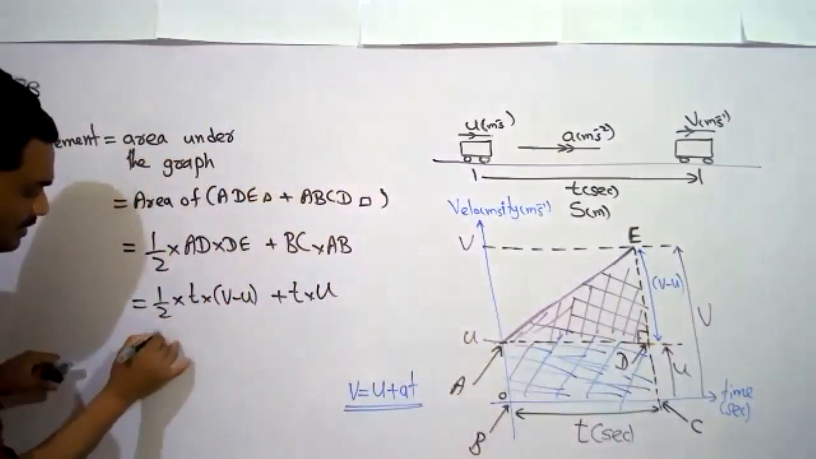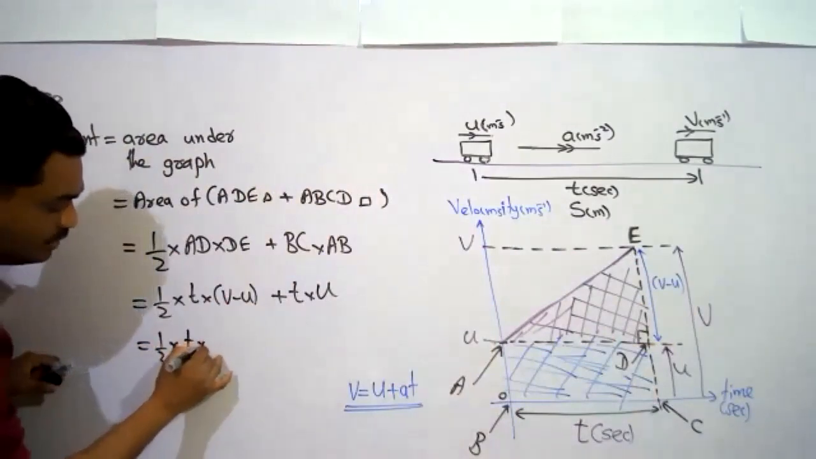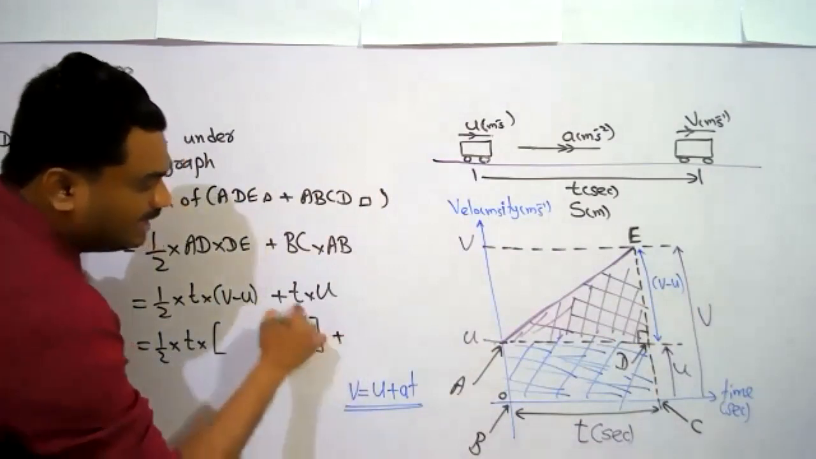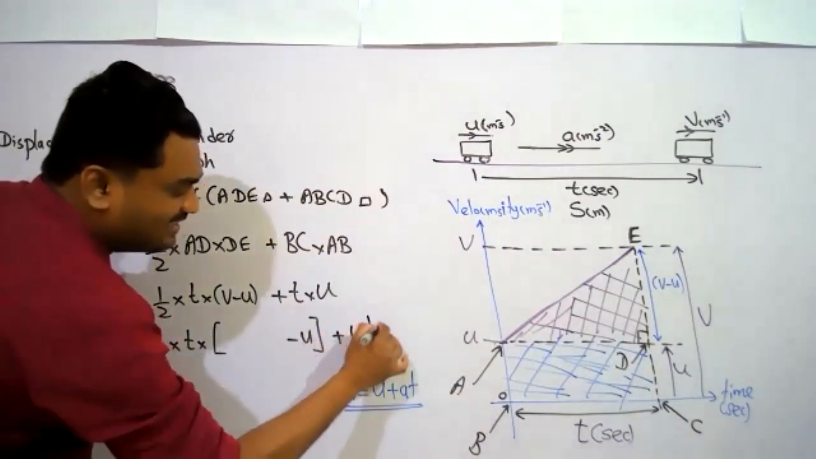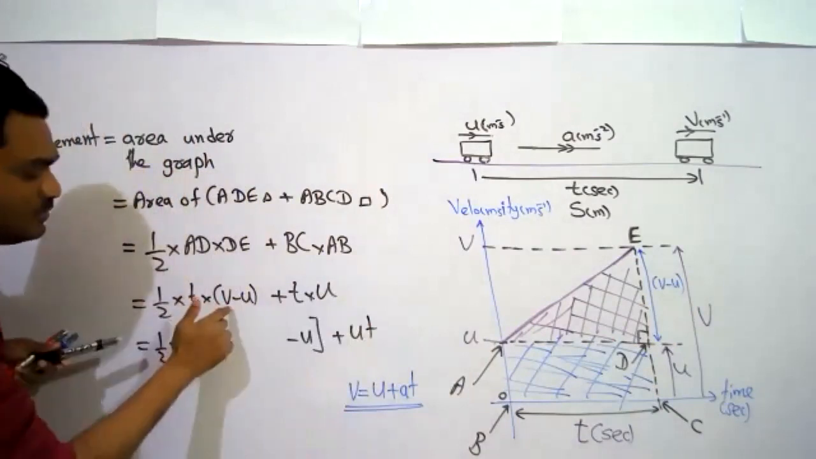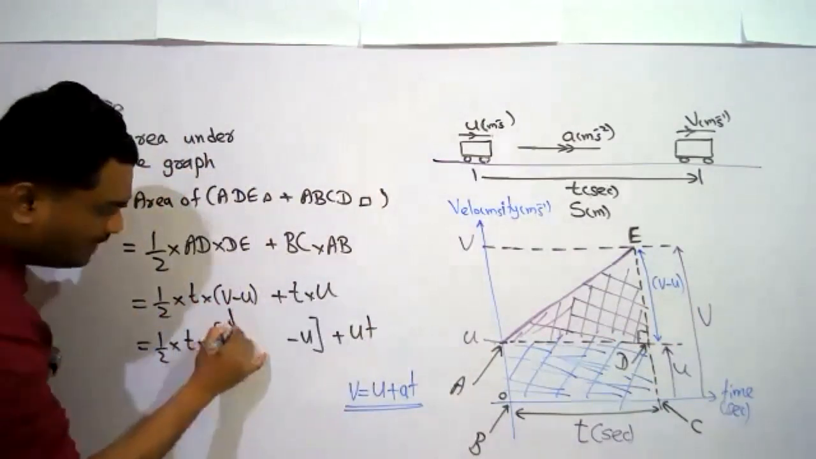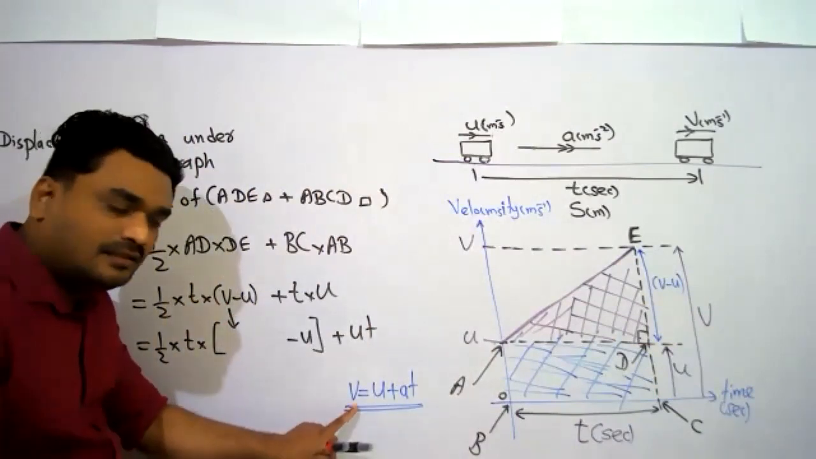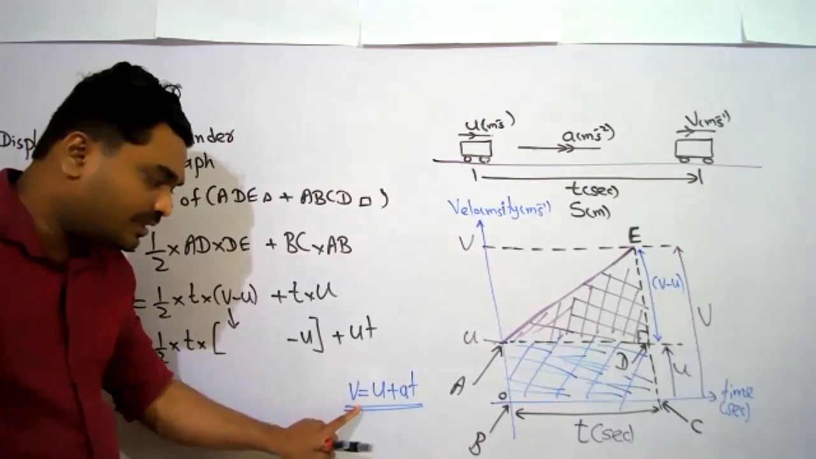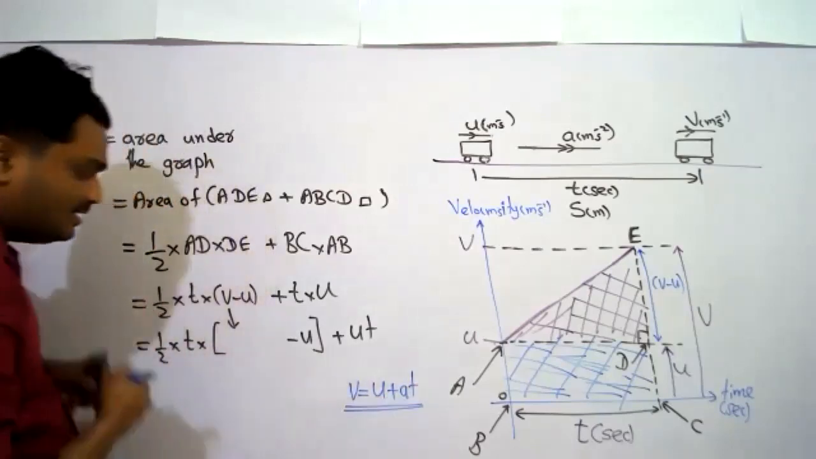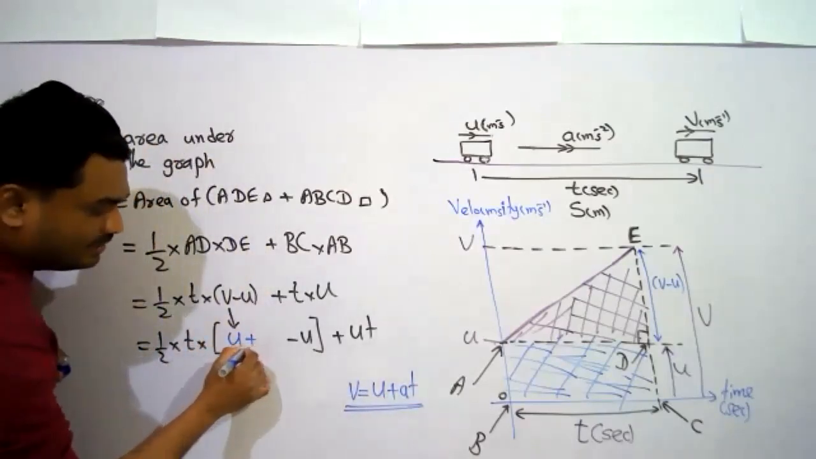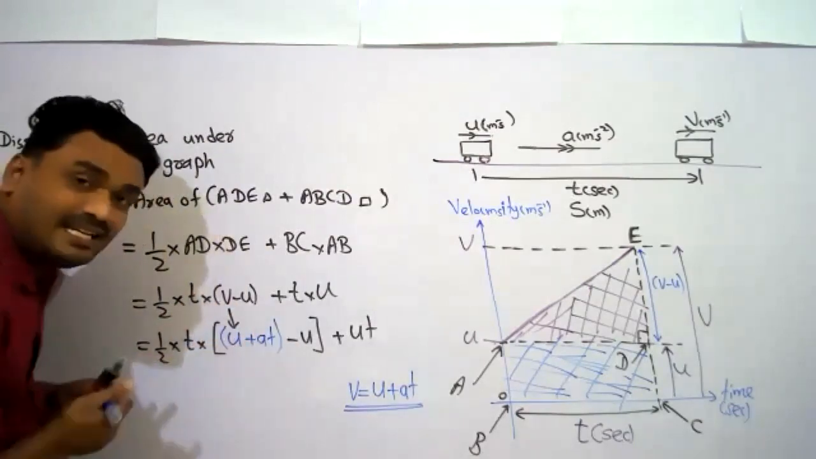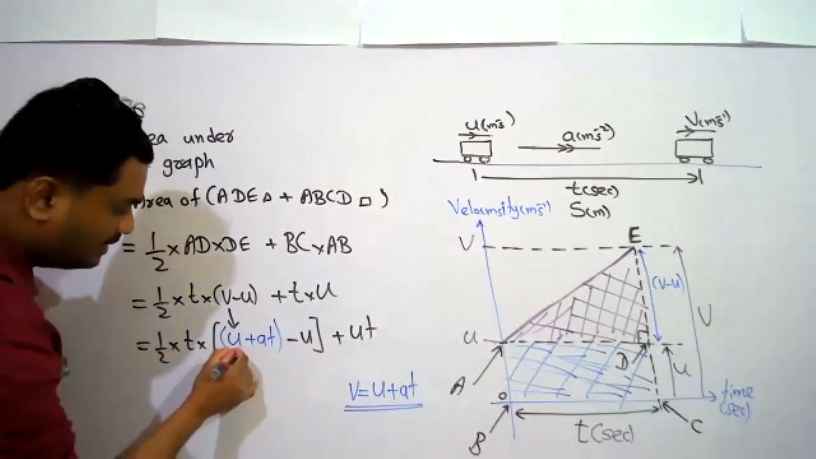And now look at the board here. Half into t into v minus u. I can write u easily, and t times u is ut. But what is v here? We have obtained an expression for v. What is v, Lamai? v is u plus at. So in the place of v, I can write u plus at.